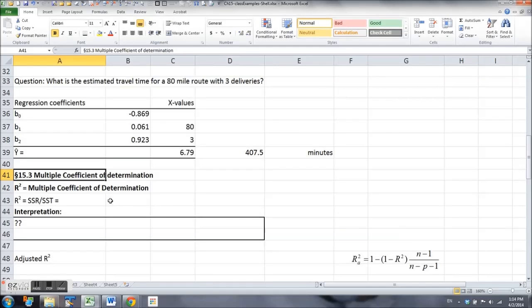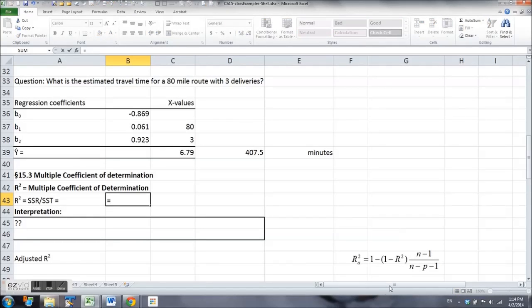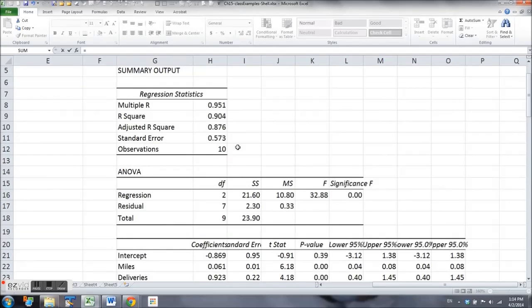Same example as before. R squared is SSR over SST, and we can get this value straight from the ANOVA table of the regression output. We ran the regression in the previous video. So here is our R squared, and the one before that is multiple R, which is the square root of R squared, and gives us the correlation between y and all the x's taken together. Adjusted R squared is the R squared value adjusted for the degrees of freedom. As you see, adjusted R squared will always be slightly smaller than the R squared value.